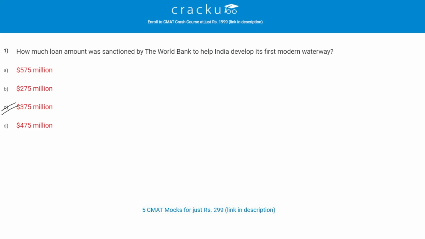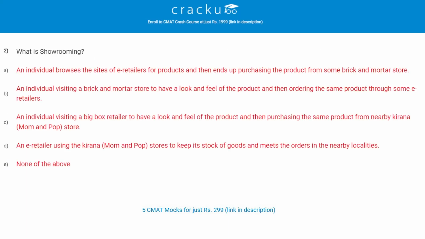Let's check the second question. What is showrooming? The correct answer is B. An individual visiting a brick and mortar store to have a look and feel of the product and then ordering the same product through some e-retailers.